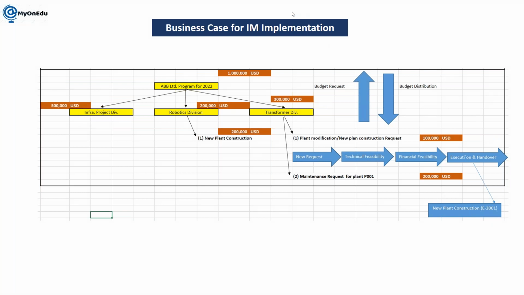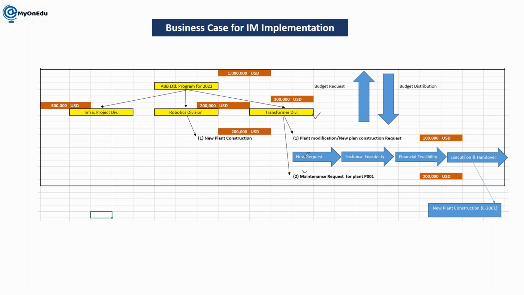Okay, so we are here. So what are we doing? Individual divisional heads will submit their requirements. Let's say I'm talking about the transformer divisional head. What will he do? He will submit two requests: a plant modification or new plant construction request, and a maintenance request.